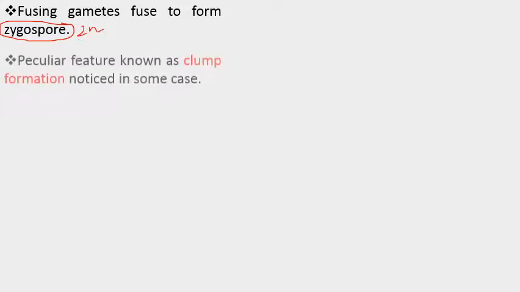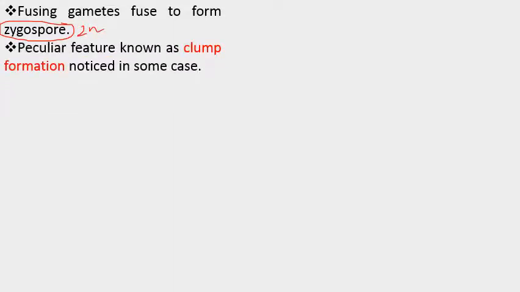Then the fusing gametes fuse to form a diploid structure, which is known as zygospore. And this peculiar feature occurs in the case of Ectocarpus, that is known as clump formation. एक बहुत ही यूनिक फीचर है ये एक्टोकार्पस का, दैट इज क्लम्प फॉर्मेशन. इसमें क्या होता है, जो फीमेल गैमेट बिहेव करता है उसके चारों तरफ बहुत सारे मेल गैमेट उसके साथ अटैच्ड हो जाते हैं एंटीरियर फ्लैजेला की हेल्प से. बट फाइनली जो फ्यूजन होगा, only one male gamete is able to fuse with the female gamete.